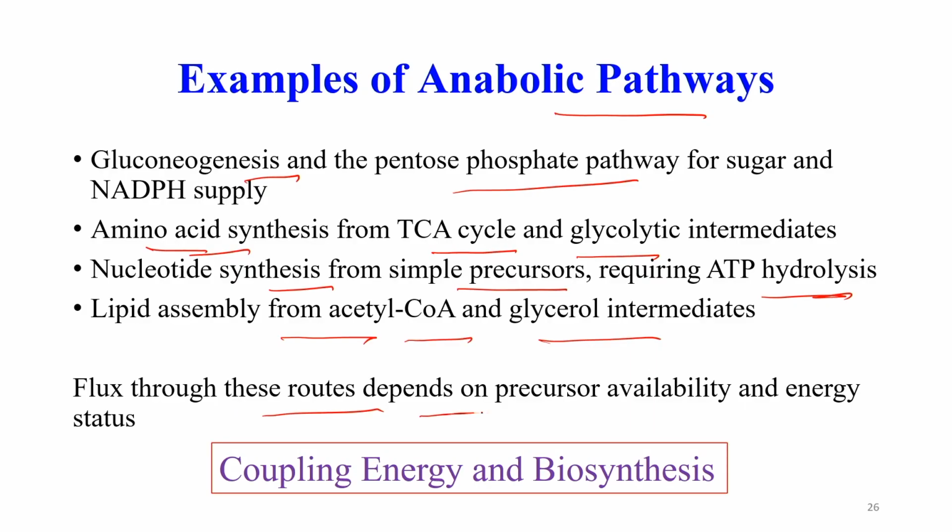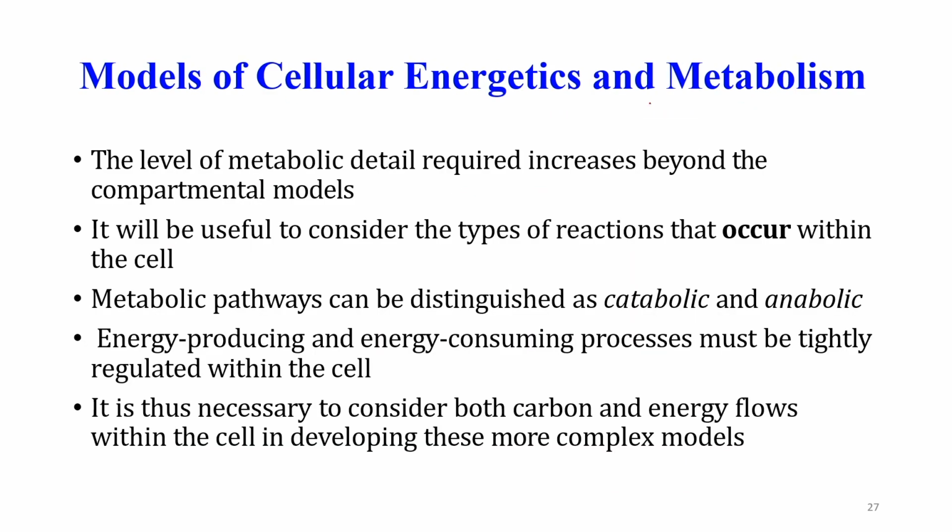So, flux through these routes depends on the precursor availability as well as the energy status. So what it says is we need to integrate this coupling of energy and biosynthesis. Both anabolism and catabolism need to be integrated together. Now, when we are going to model based on cellular metabolism, you can divide this metabolic process in terms of either respiration or fermentation.